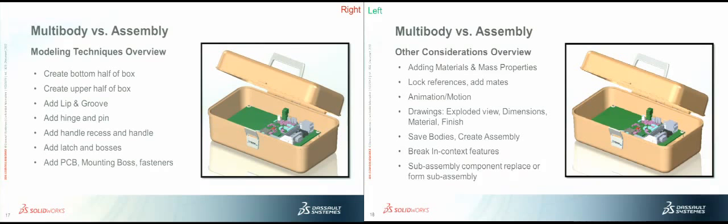Okay, and then after we finish the boxes, we're going to do other things to it. We're going to add materials to both of them. We're going to have to lock some mates and lock some references. We're going to show some animation and some motion or something similar. We're going to show a drawing with all the stuff you normally put in a drawing. We're going to talk about save bodies and create assemblies from the multi-body, because that's a very important way to get your multi-body part. When you're all done, you have to turn it into an assembly sometimes. So we're going to show you how to do that.